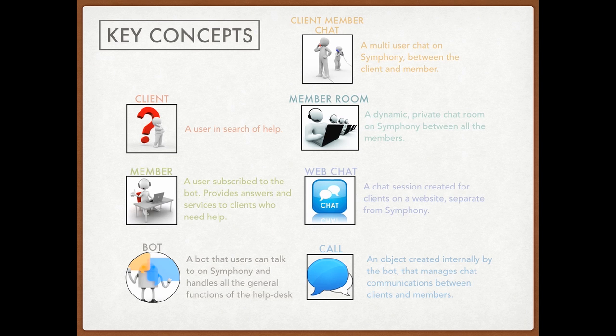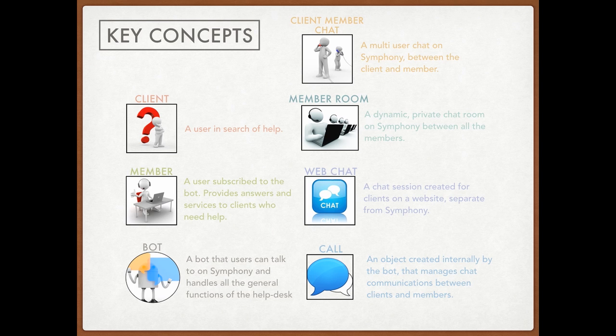Then there's the bot. He's just a bot that handles the routing of messages and handles all the functions of the help desk in general. Then there's the client member chat. It's just a multi-user chat on Symphony between the client and the member, and essentially what that means is a member can answer a client's questions from this chat, and the member and client can communicate with one another in the chat. And then there's the member room, which I referred to before.